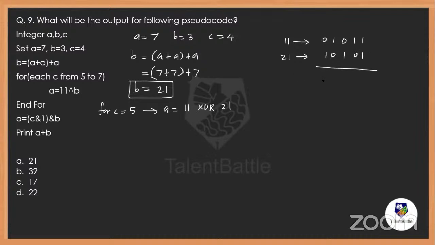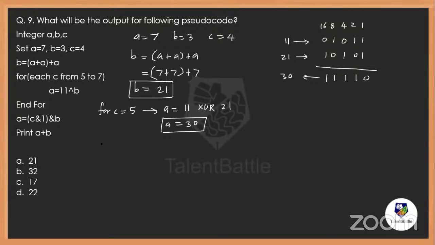According to the XOR truth table, if the inputs are in the combination 0, 1 or 1, 0, the output is 1, otherwise 0. So 1, 1 is 0, 1, 0 is 1, 0, 1 is 1, again 1, 0 is 1, and 0, 1 is 1. Now calculate the decimal based on the position, and this is nothing but 30. So 11 XOR 21 is giving me 30. A equals 30. 16 plus 8 plus 4 plus 2, that is 30. Here I'm using 1, 2, 4, 8, and 16. Now we got A equals 30.